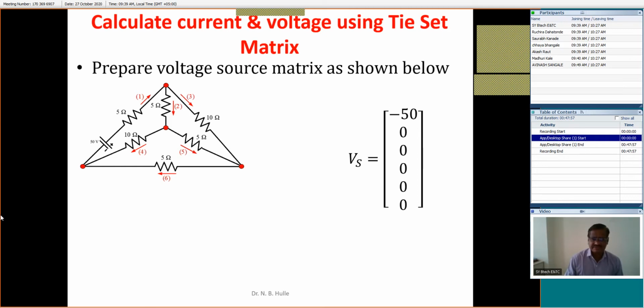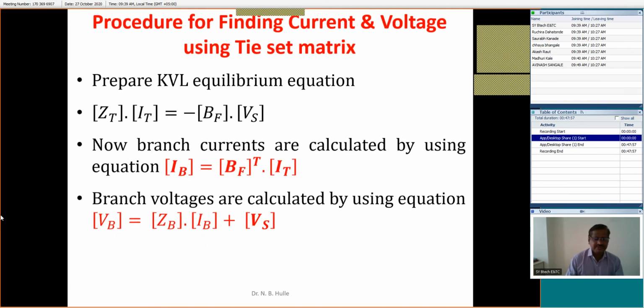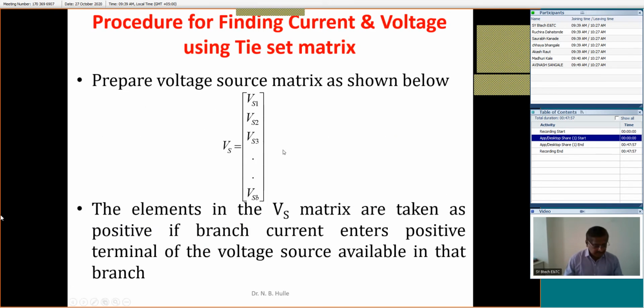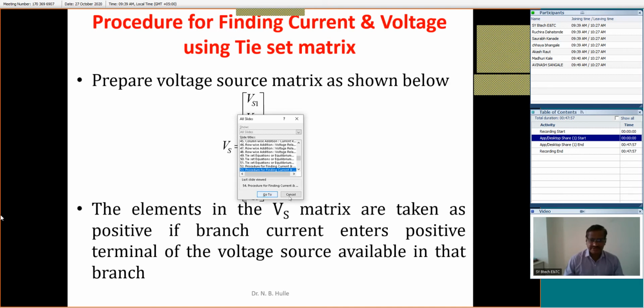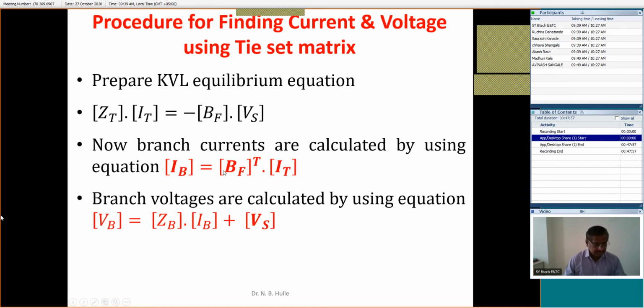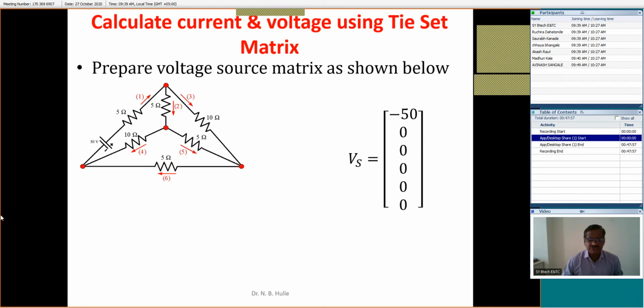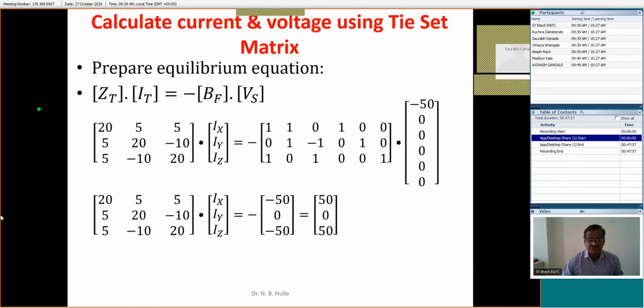If we have prepared the VS, we will prepare the equilibrium equation. Otherwise, I will go back to the procedure. Look at how the procedure is. After the preparation of the VS, we will prepare this equation, ZT into IT, which is equal to minus BF into VS, and we are trying to find out the IT, which is nothing but the Tieset currents, which are indirectly the loop currents. We are interested in the calculation of the loop currents, which in this case are known as the Tieset currents.